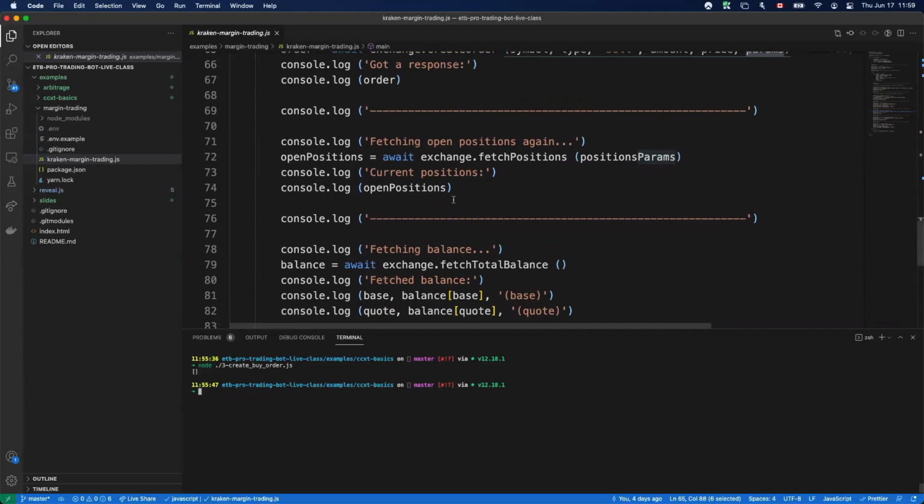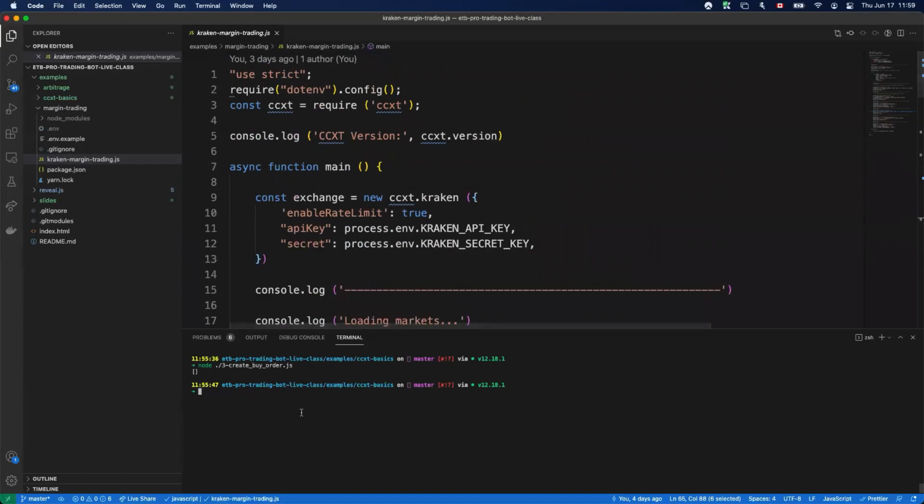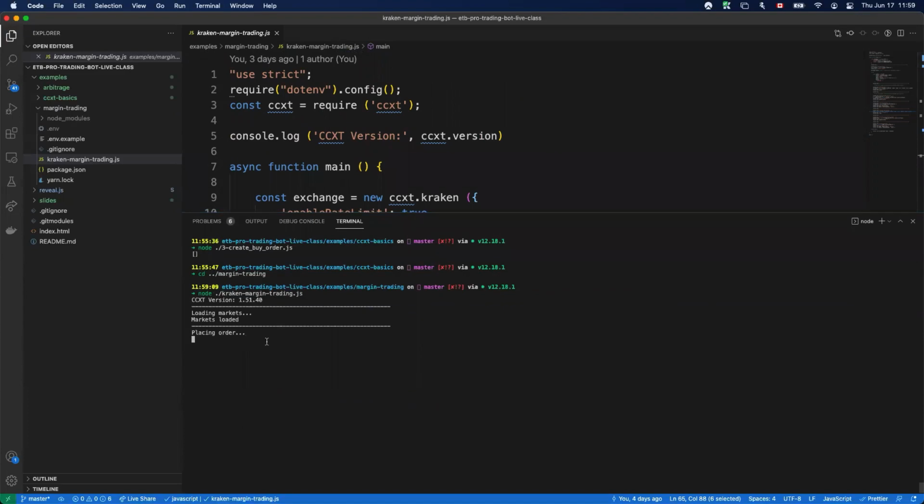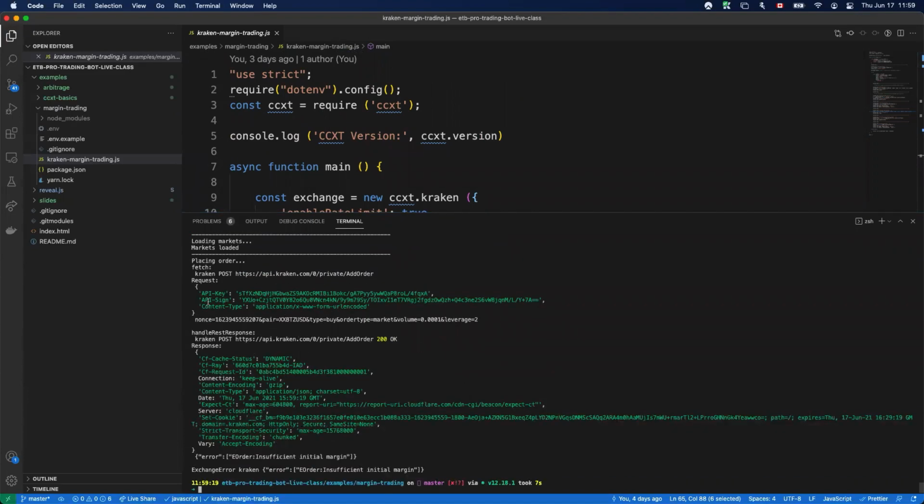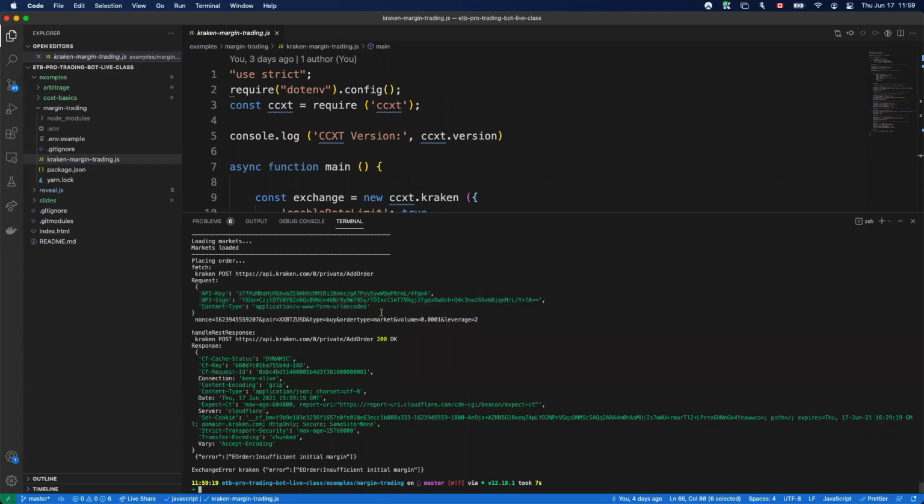Currently I won't be able to run this just because I don't have any balance, but I can quickly show you how it looks. It basically loads the market. Once the markets are loaded, it places the order. Now this is the request that it makes. Basically, this is showing my secret key and API key. I don't have any funds in that.